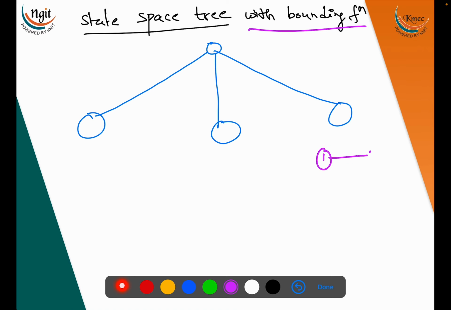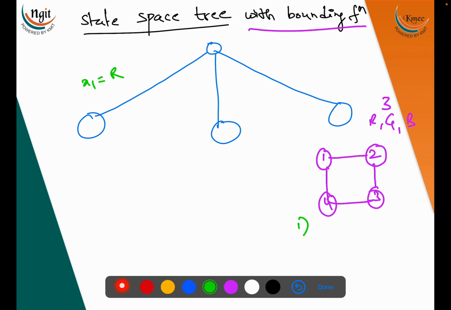Now I'll take the graph 1, 2, 3, 4. So I'm given again the same example. I'm taking 3 colors. Those 3 colors are RGB: red, green, blue. Now, in the first case, I'm filling the first vertex with red color. Now when it is red color, x2 should not be red because it is an adjacent vertex, correct? So I cannot take x2 as red color. If I take x2 red color, I have to kill this node. There is no extraction further, so I'll stop here itself.